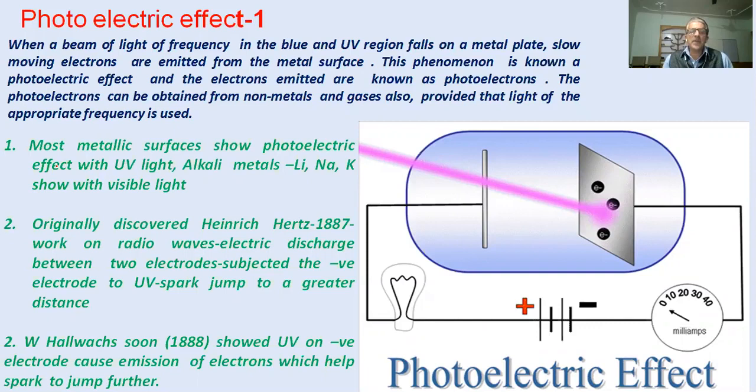The photoelectric effect is a phenomenon in which light in the blue or ultraviolet region, when it falls on a metal plate, causes fast-moving electrons to be emitted from its surface. This phenomenon is known as the photoelectric effect. The electrons which are emitted from the surface are called photoelectrons. Photoelectrons can be obtained from non-metals and gases as well.